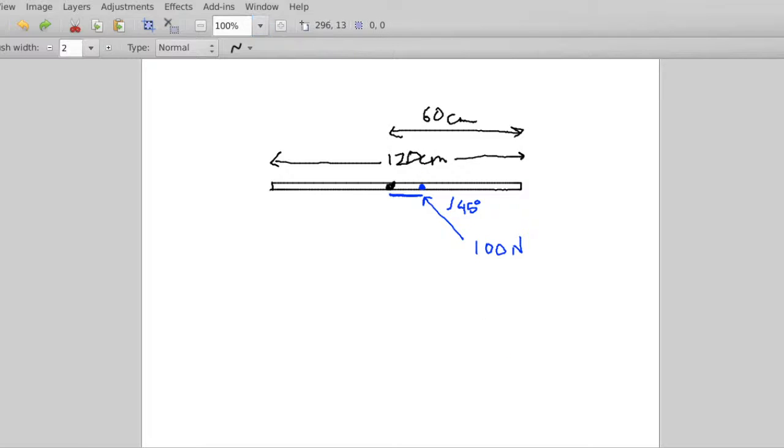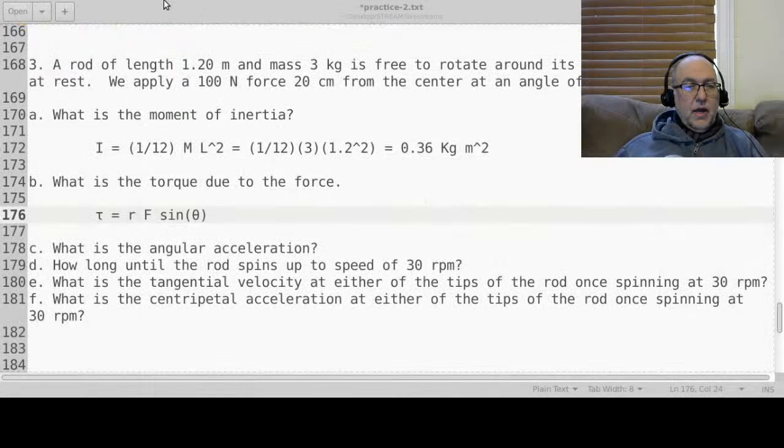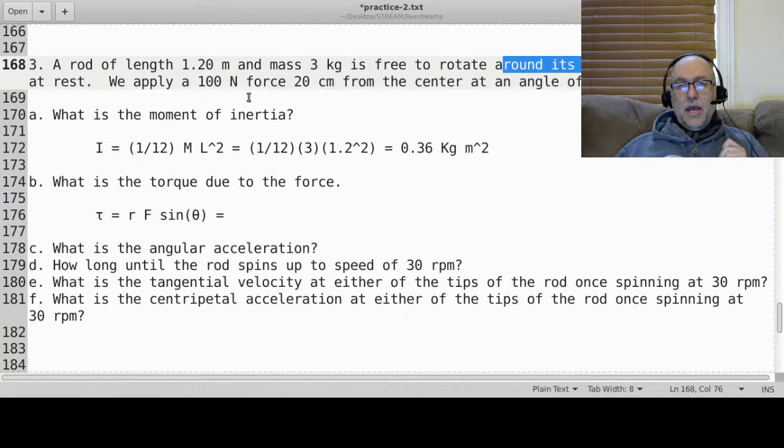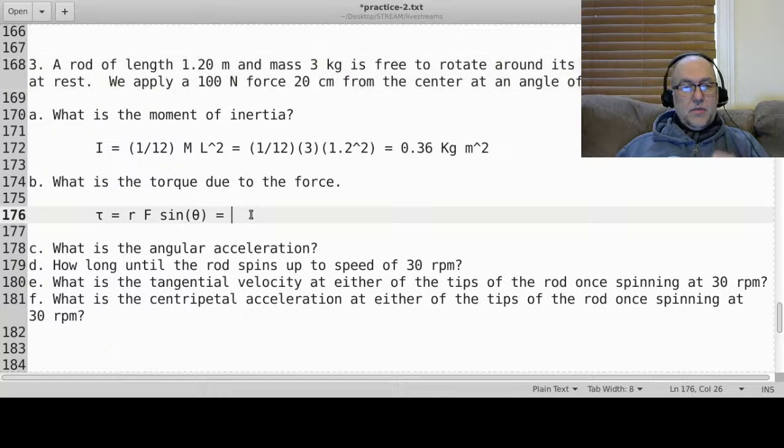Okay, so anyhow, there's the picture, and let's switch back here, and there's the formula. Just because you apply force doesn't mean you're actually going to get something turning. It's got to be pushed at some distance from the axis and at some angle. So that first parameter there, R, is how far it is from the force to where the thing is rotating, its axis. And I told you that it's 20 centimeters, so over here we're going to put 0.2 meters.